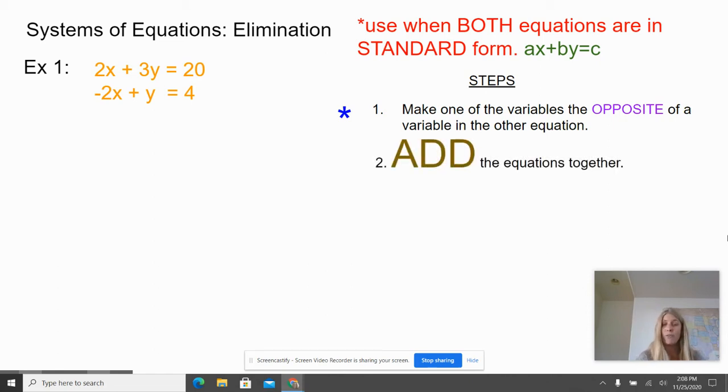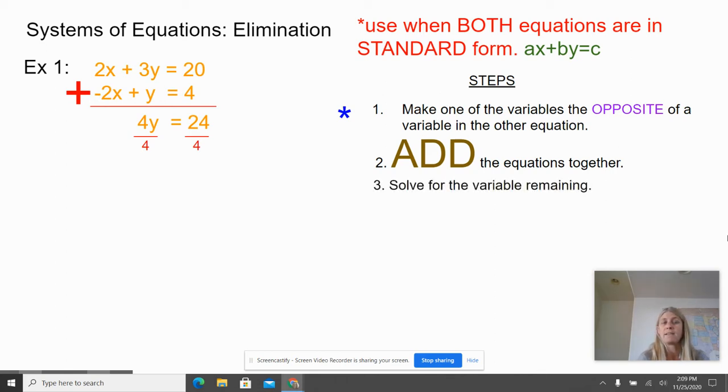Now, when we have that first step taken care of, and we'll have some examples so we can see what we do when they're not already set up that way, we're going to add these two equations together. So 2x plus negative 2x goes away. 3y plus y is 4y, and 20 plus 4 is 24. So we have 4y equals 24. Now we simply solve for our remaining variable. We divide both sides by 4, and that leaves us with y is equal to 6.